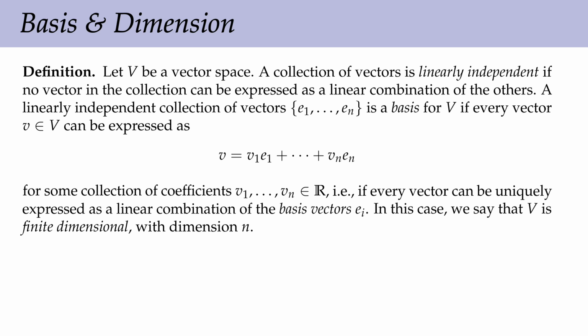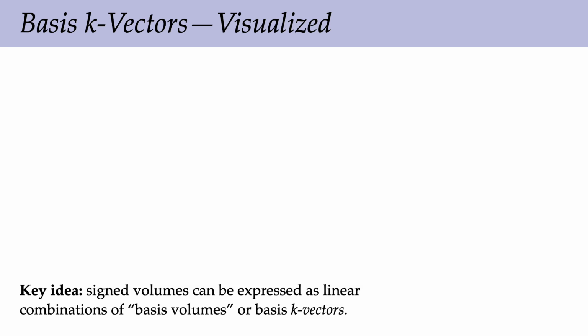All right. How do we talk about bases for k-vectors? What does this mean? Well, the key idea is that, as with ordinary vectors, signed volumes can be expressed as linear combinations of little basis signed volumes, or basis k-vectors. So to make this concrete, let's just work in R3. In R3, we might have three basis vectors, E1, E2, and E3.